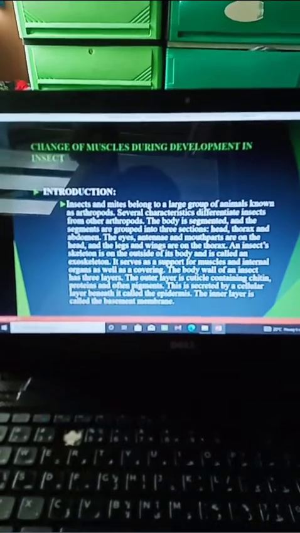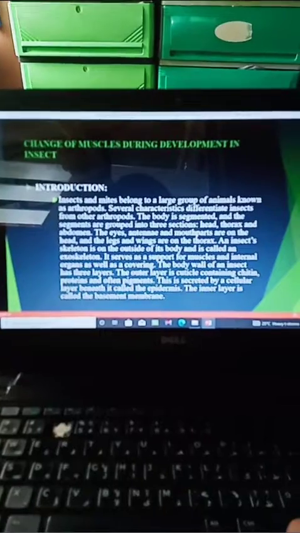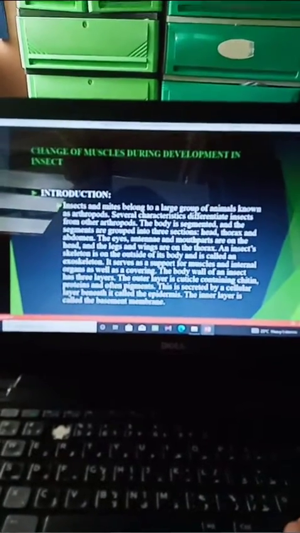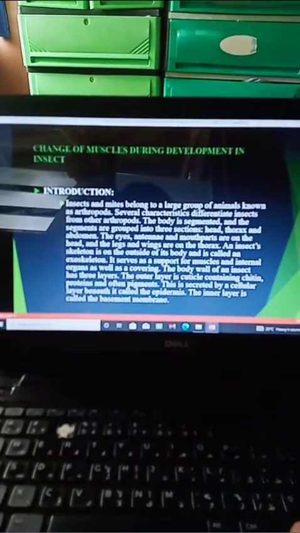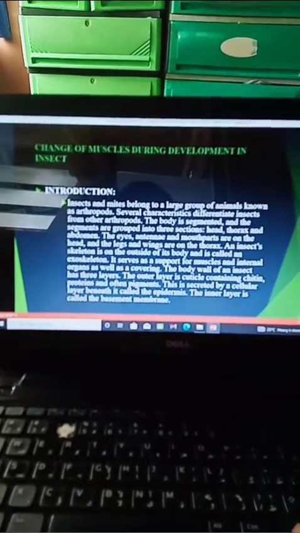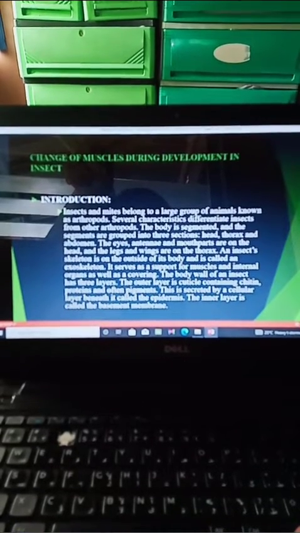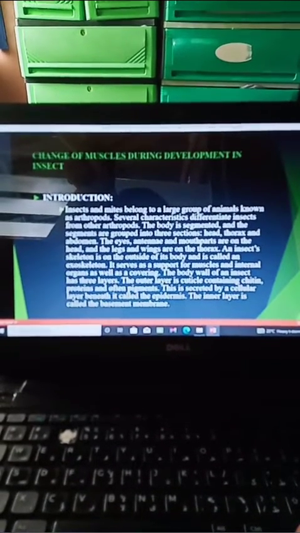Changes of muscle during the development in insect. Insects and mites belong to a larger group of animals known as arthropods. Several characteristics differentiate insects from other arthropods. The body is segmented, and the segments are grouped into 3 sections: head, thorax, and abdomen.